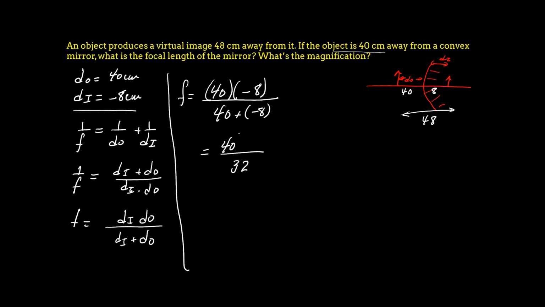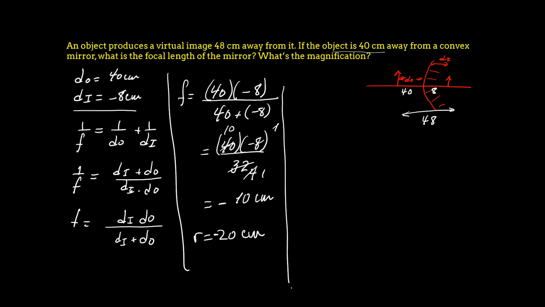And on top, we have 40, and then we have negative 8. So we can divide things. Divide by 8. So first of all, there's a minus out here from this. 8 and 32 will leave me with a 4 here, and the 4 and the 40 will leave me with a 10 up here. The focal length is negative 10 centimeters. The radius is 20 centimeters. Okay, negative. Great.